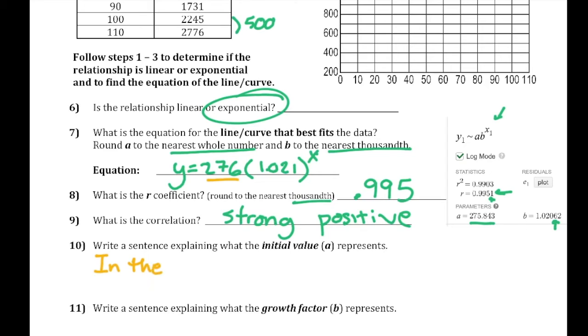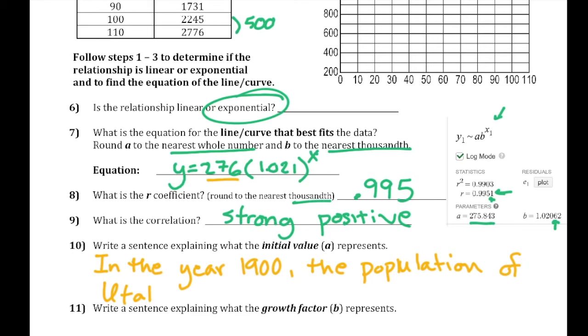So we could say, in the year 1900, the population of Utah was about 276,000.